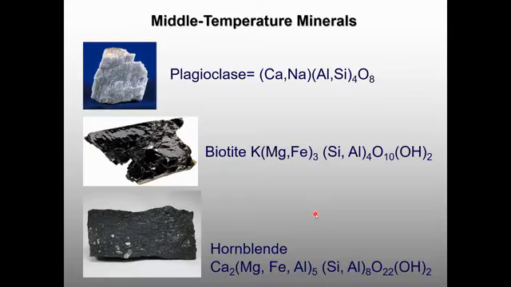Now notice that they don't have as much iron and magnesium. They have some. They don't have as much calcium. They have some. But we produce a group of minerals called plagioclase that range from calcium to sodium rich varieties, from what we call albite at one end, the sodium end member, to anorthite at the other end we already mentioned, the calcium rich end member. We have biotite, mica, and hornblende.